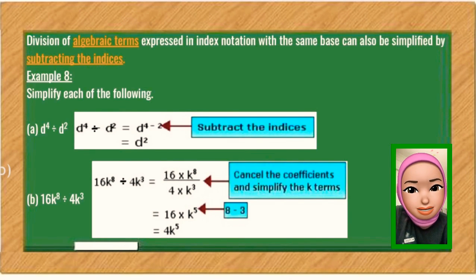Now students, it is the end of our class. I hope you learned something today about division of index, how we have to do it: we have to subtract the power or subtract the indices.